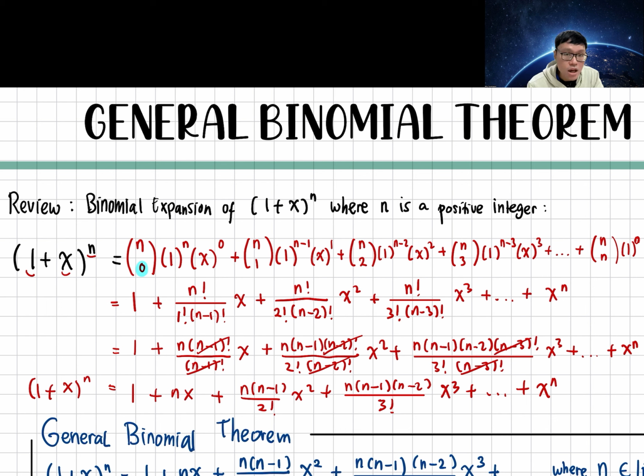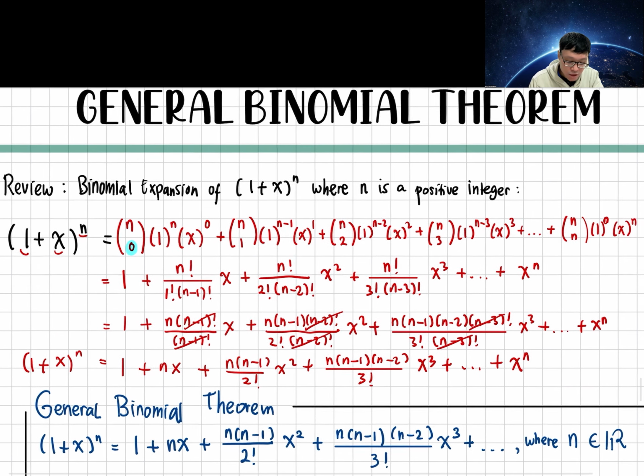But now, we are going to generalize the idea of binomial expansion. This formula only works for n a positive integer. But what if my n is a negative number, like negative integers such as minus 1, minus 2, minus 3, or maybe a fraction like n equals 1 over 2, n equals 3 over 2, or even irrational numbers like power of pi or power of square root 2?